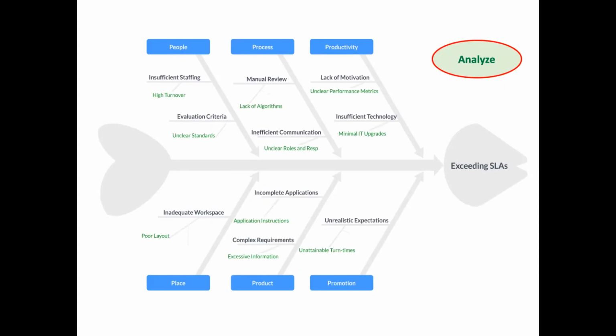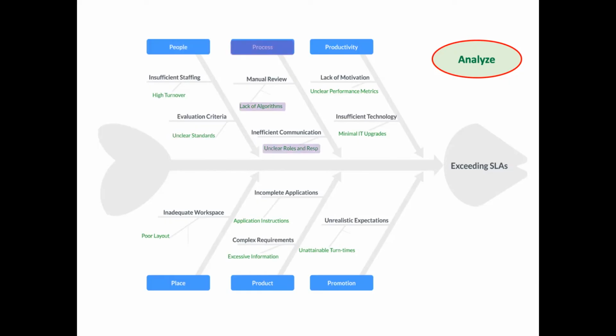This is where the secondary and tertiary causes come in. Remember that for secondary causes, we're interested in how the primary cause contributes to the main problem. So for the people category, we may uncover that the staffing is insufficient because the poor vetting of the current process is leading to high turnover rate and staff shortages. And for the evaluation criteria cause, we may uncover that unclear standards don't inform the existing staff of the factors that contribute to the service level agreement.